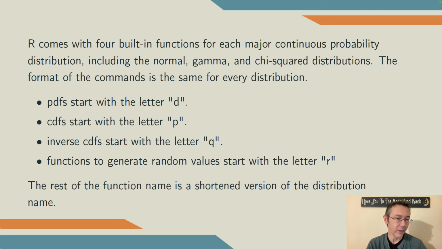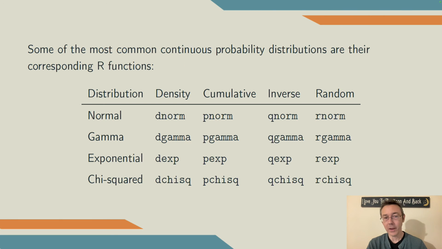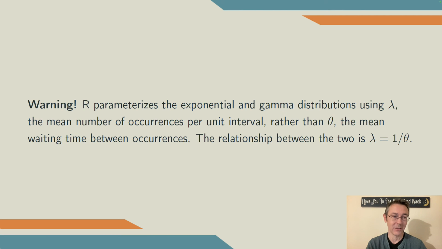PDFs start with the letter D, CDFs start with the letter P, inverse CDFs start with the letter Q, and to generate random values, the function will always start with the letter R. The rest of the function name is just a shortened version of the distribution name. Here's a table for the 4 most common distributions that you might need to calculate in. For instance, if you want to do a calculation in the normal distribution, you use dnorm for the density function, pnorm for the CDF, cumulative distribution function, qnorm for the inverse CDF, and rnorm to generate random values.